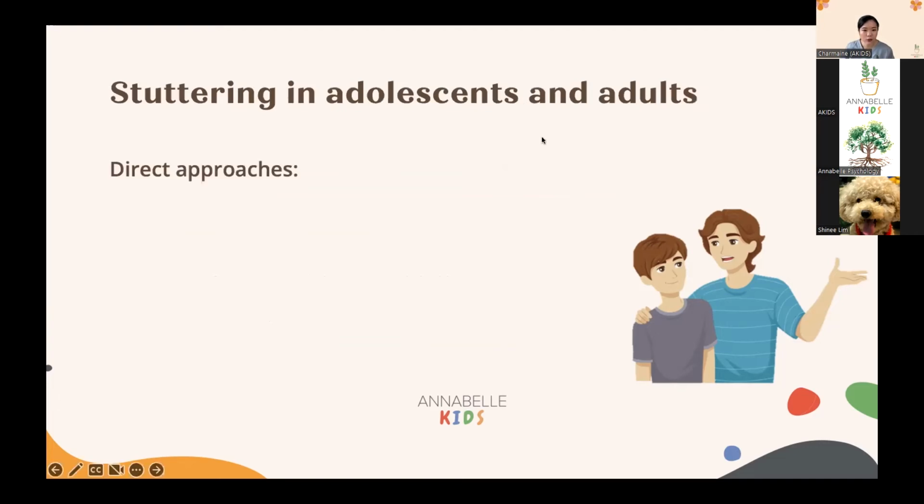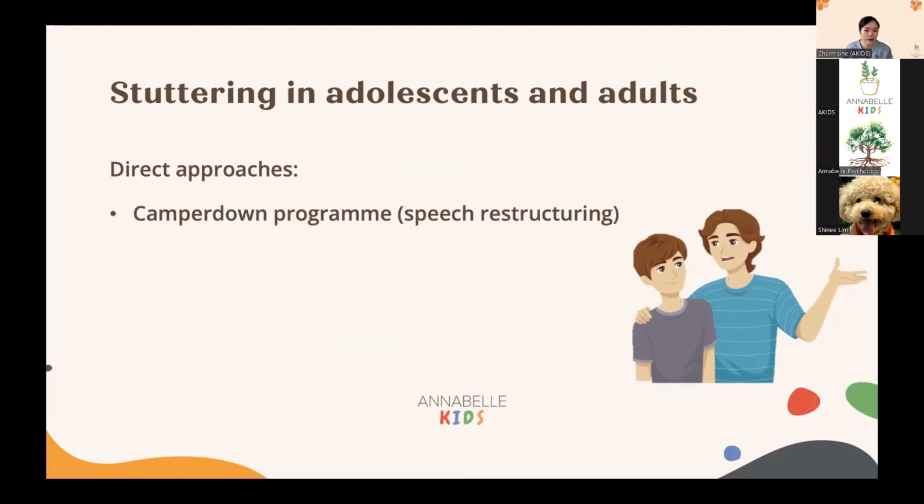Okay, and so we have direct approaches also for individuals when they reach adolescence and adulthood. And that looks like the Camper Down program. So the Camper Down program can come in a very intensive form, like 3-4 days, back to back non-stop, and you will emerge with more fluent speech. And then we will work on how to generalize that kind of fluent speech to different areas.